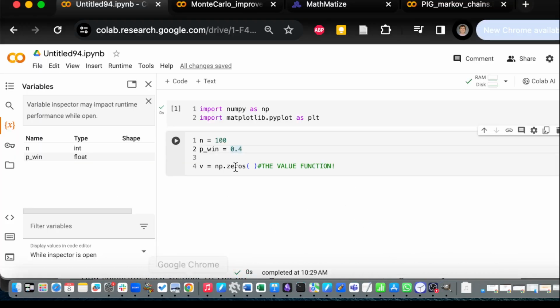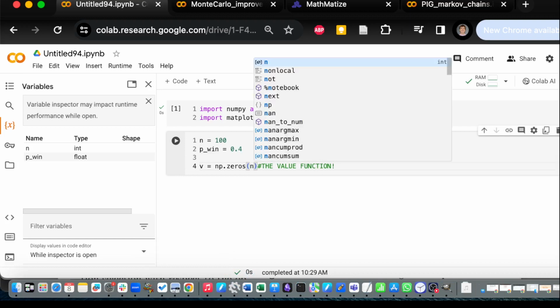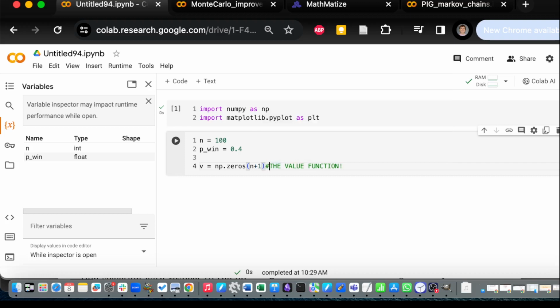Okay, I've got to put in the size of the thing. What is the size of the thing? You might think it is n. If you put an n, you will go straight to Python jail. Why? If you put an n, you have a vector that ends at n minus 1, and we don't want that. So you have to put an n plus 1, and that's because Python starts at 0.